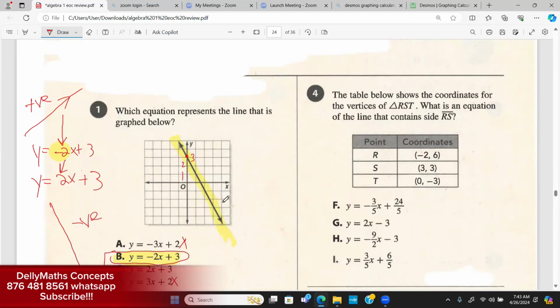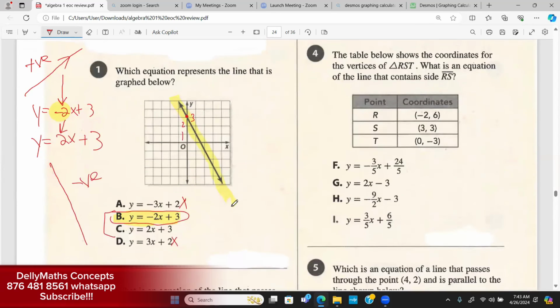The table below shows the coordinates for the vertices of triangle RST. What is an equation of the line that contains RS? What we want to do is to zoom in on R and S. Here is R, here is S. So let us label these. We could say X1, Y1, and X2, Y2.